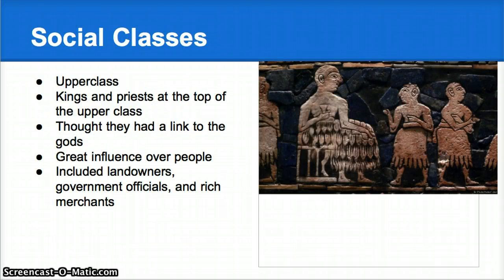Social classes, upper class. Here you have kings and priests at the top of the upper class. People thought they had a link to the gods, and so they had great influence over people, because people thought that they had this connection with gods. They allowed these people to have a lot of power. Also in this class, you have landowners, government officials, and rich merchants.